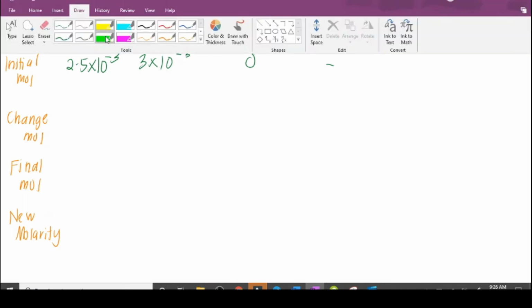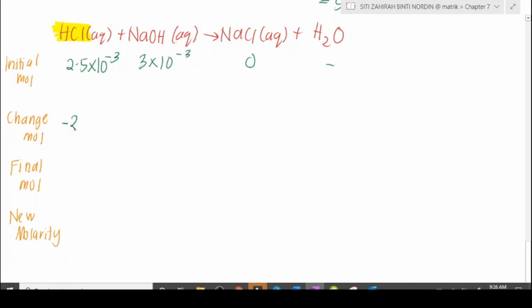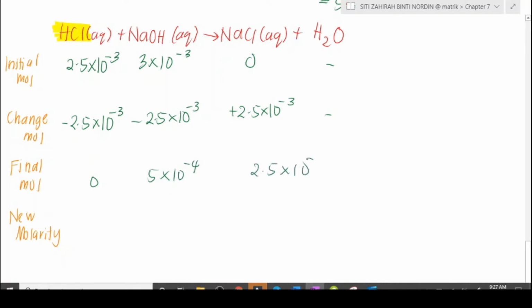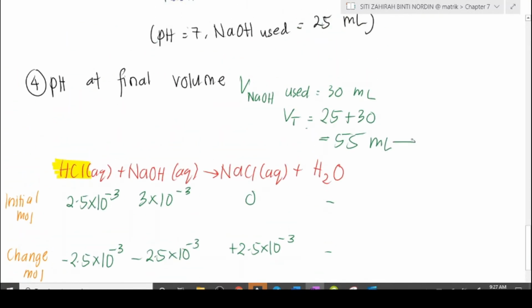So for the change, you just minus and add all with the mole of HCl. So your final mole for HCl will be 0. This one would be 5 times 10 to the power of minus 4. And this one 2.5 times 10 to the power of minus 3 divided by, okay, we need to find the new molarity. So the volume total is 55 converted to liters.